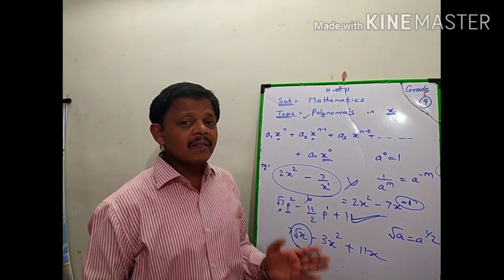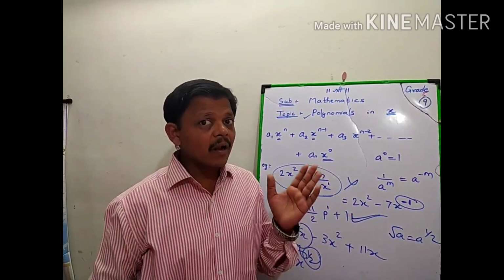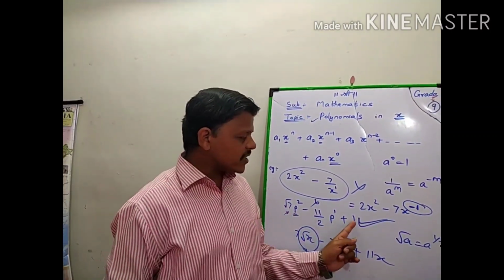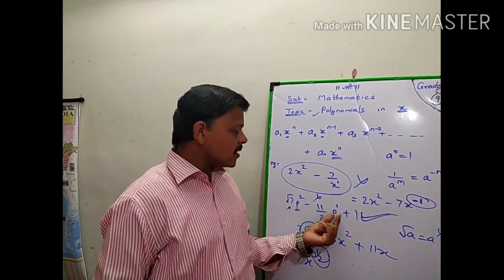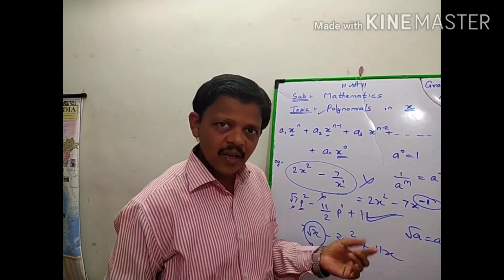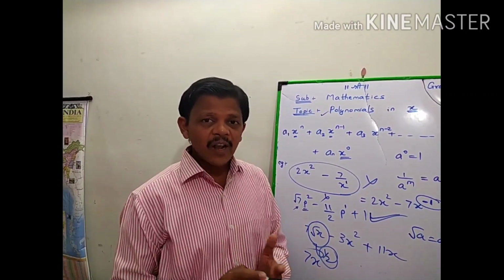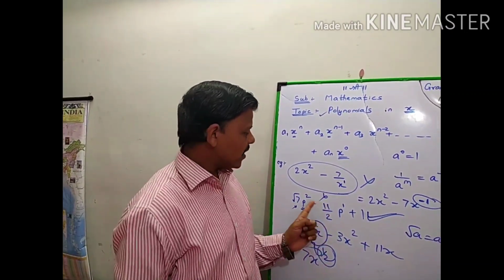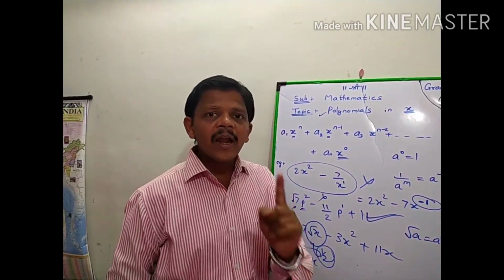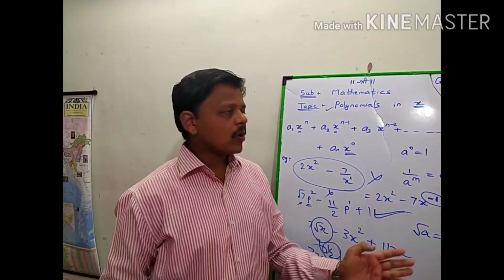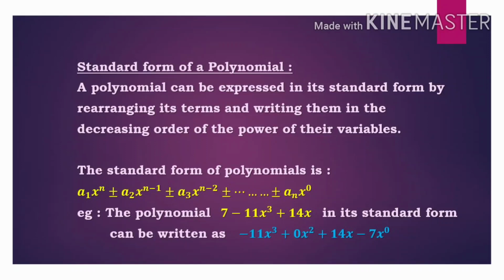So ultimately this definition becomes very, very clear that we are not interested in the coefficients. We are only interested in the powers of the variables. Coefficient can have any kind of power, root power, negative power, fractional power. But the variables should have only and only whole numbers as their powers. So that is what polynomials are.